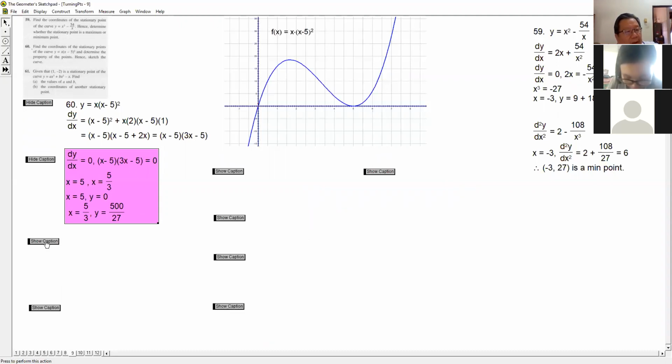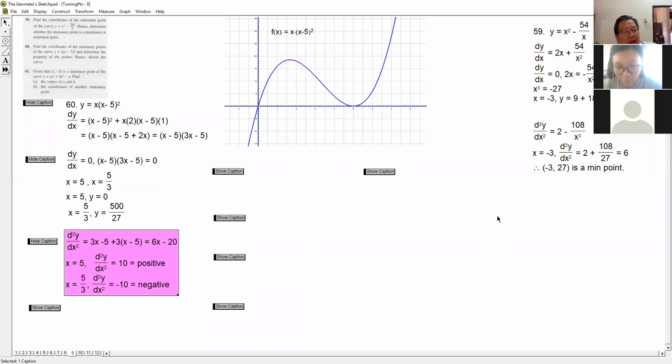Okay, right. So as usual, we proceed as usual. Find dy dx, make dy dx equals to 0 to find the turning points. So we have found 2 turning points. Next, I would like to know which turning point is maximum, which turning point is minimum. So I have to find d2y dx squared. After finding d2y dx squared, you substitute in the value of x. When x equals to 5, d2y dx squared is positive. When x equals to 5 over 3, d2y dx squared is negative. So that means this is the minimum point, and this is the maximum point.